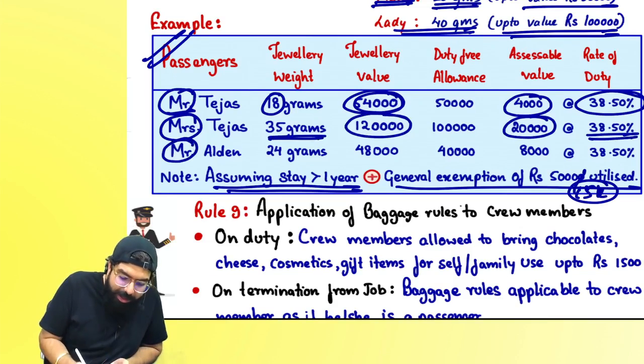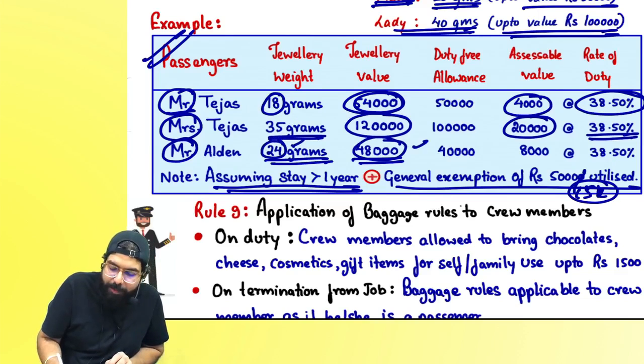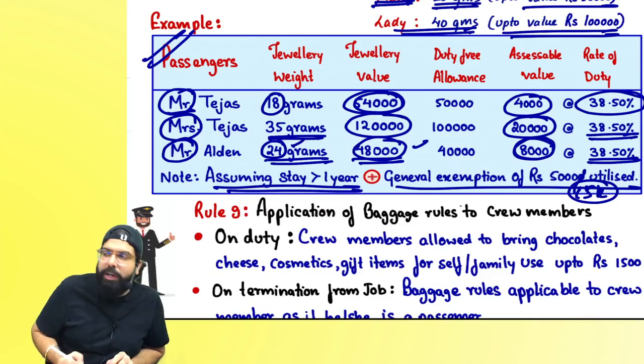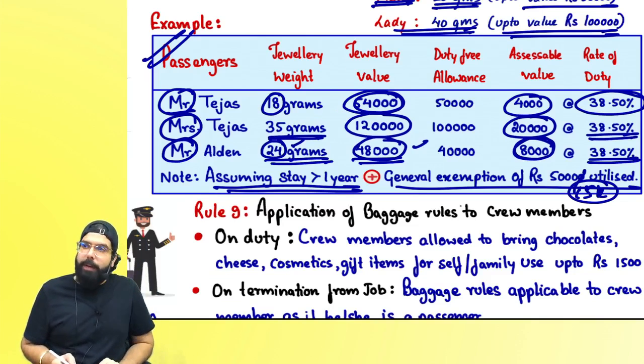38.50. Mr. Eldon, 24 gram, 48,000. Sir, 50,000 is allowed, but 4 grams is extra. Sir, 48,000 divided by 24 gram, per gram is 2,000. 2,000 into 4 gram is 8,000. On 8,000, 38.50% duty has to be paid. Is my point clear till here?